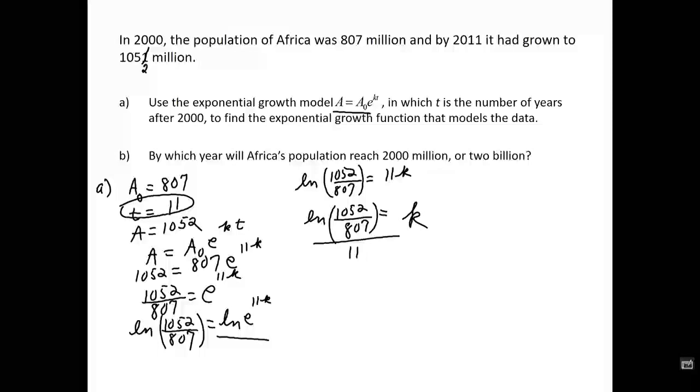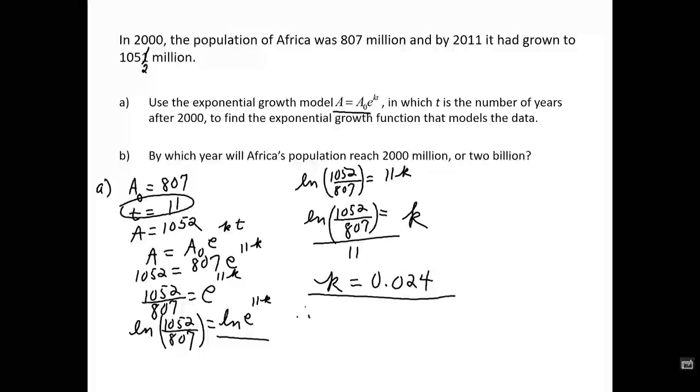All right, now if you use your calculator, you see that to simplify, we get a numerical approximation for k. K is approximately 0.024. All right, so the growth rate k is 0.024. All right, so the growth function, now we can write the growth function.